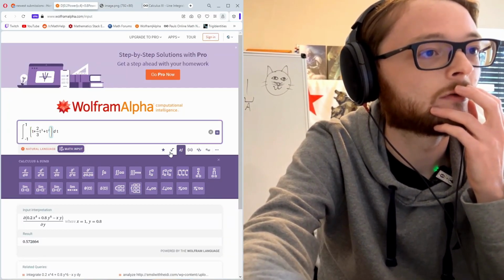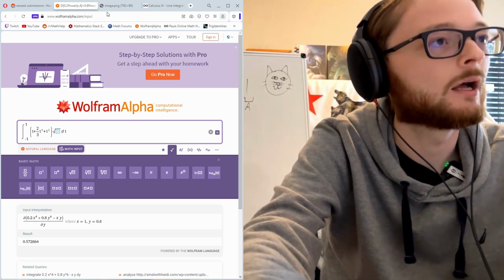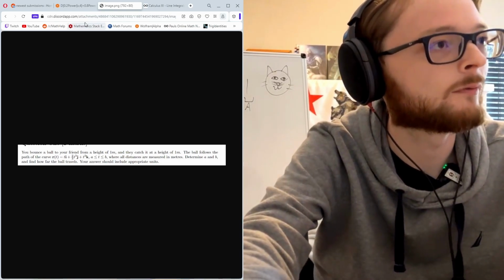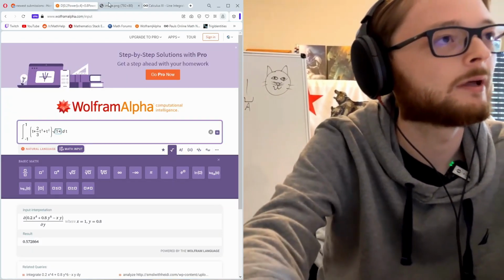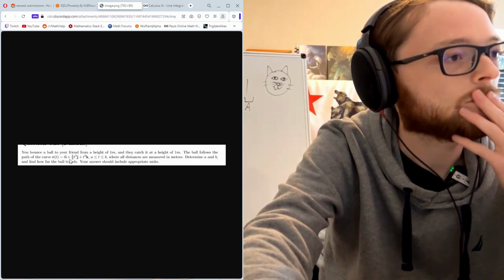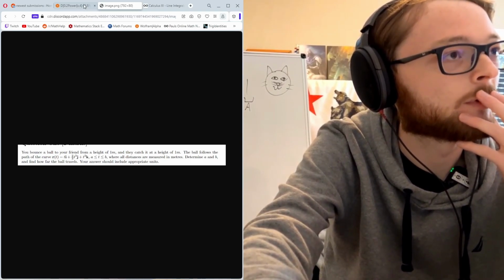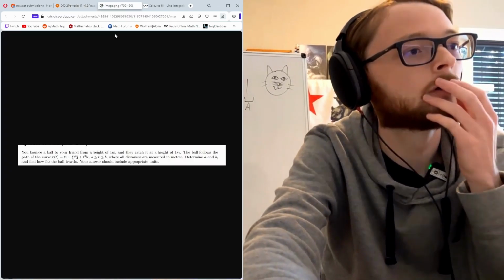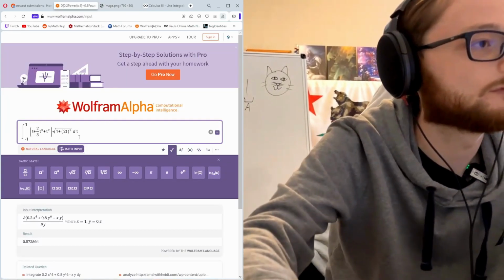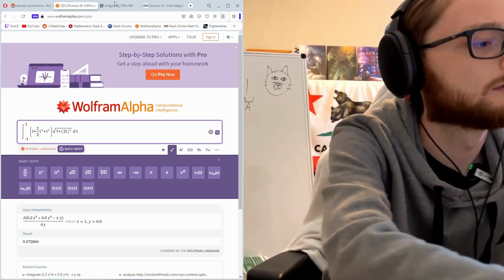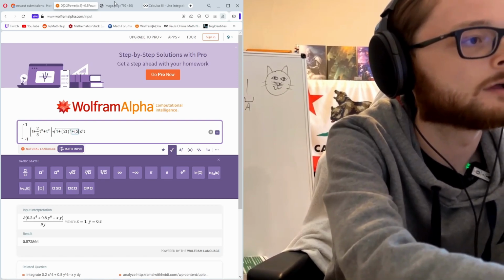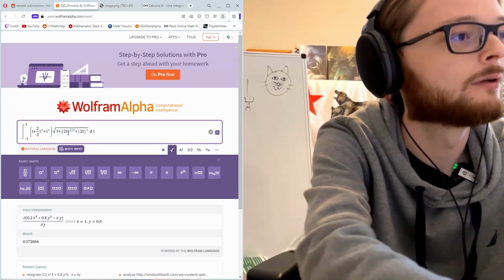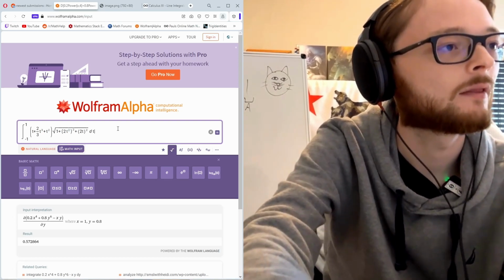Times the square root of the partials. The partials for this, it's just the x in terms of t. So the x is 1 plus 2t squared, but you have to square it because we're doing the magnitude. Plus 2t in parentheses squared. Wait, I did something wrong. Okay, 2t squared squared. Oops, that's what I did wrong. 8. There we go. That should be it.